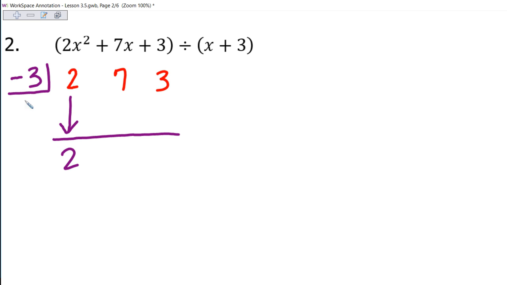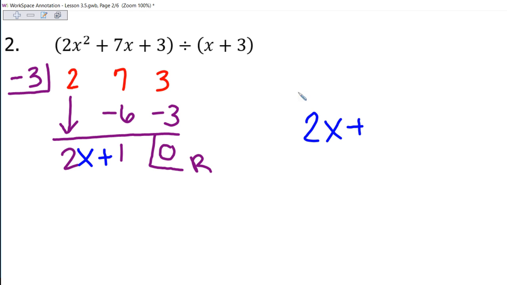Then outside numbers are multiplied. So negative 3 times 2 gives me negative 6. That goes in the next hole. Add these together. 7 and negative 6 is positive 1. Multiply again. Negative 3 times 1 is negative 3. Add again. 3 minus 3 is 0. And this final number is always your remainder. Now when you're writing your answer, drop it a degree. So if this is 2x to the second, this would be 2x to the first plus 1. So my answer is 2x plus 1.